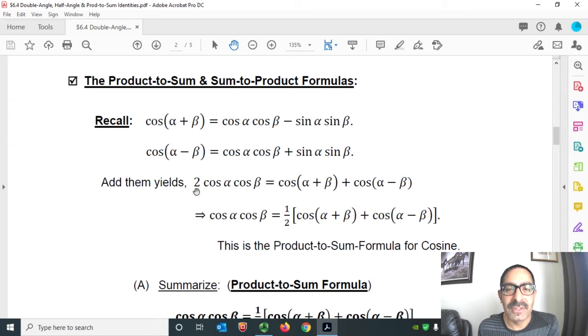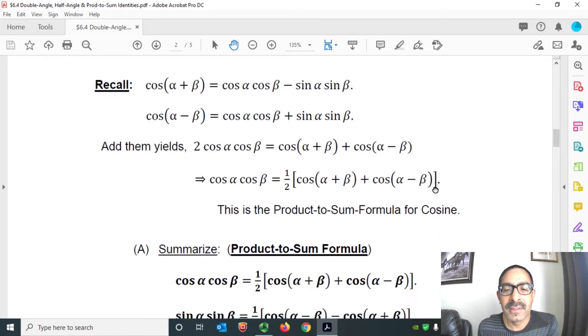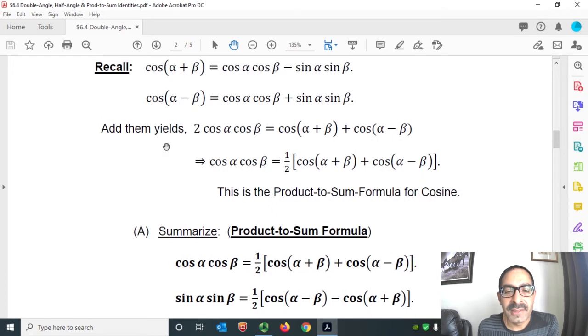So this becomes simply 2 times cosine alpha cosine beta. This equals the sum of the left hand sides, cosine of alpha plus beta plus cosine of alpha minus beta. Then divide by 2 on both sides in the next step, which I did here. Now this is the product to sum formula for cosine. This side is in product form, and on this side the angles are in sum forms. So this formula is the product to sum formula for cosine.